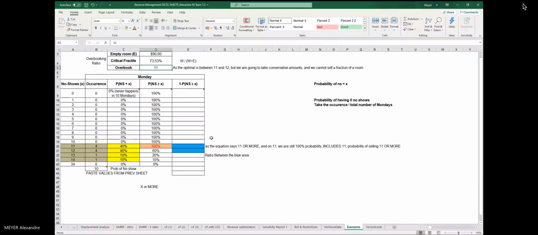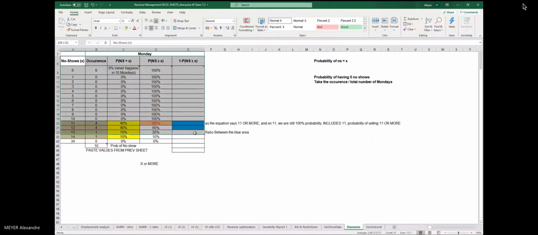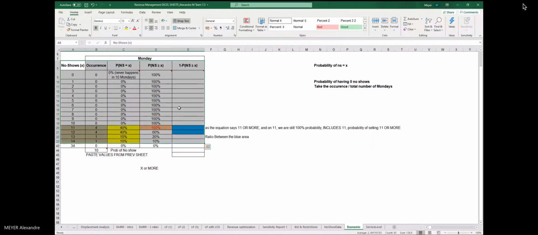On this table, we're just taking Monday as an example, but once you have found the distribution of no-shows, you can calculate the cumulative probabilities, the step that I showed you earlier on the slide. Number of no-shows is on this side. The occurrence, we know already: 4 times it's 11 no-shows, 4 times it's 12, once it's 13, once it's 14. Then you look at the probability.